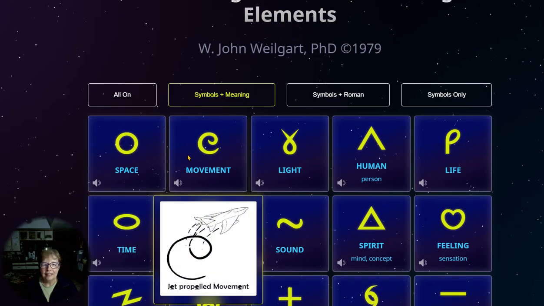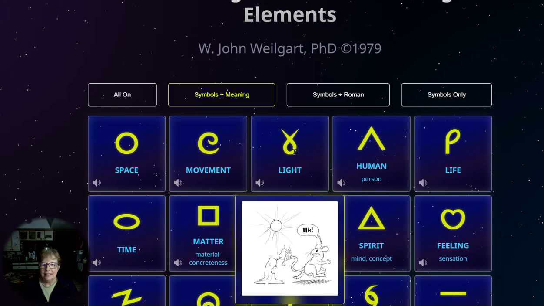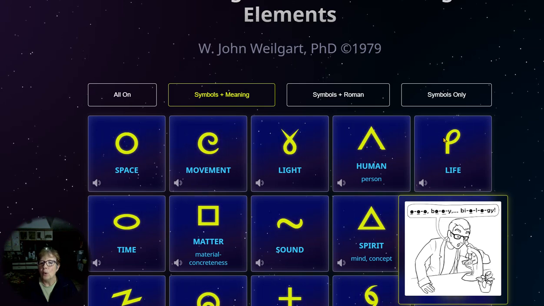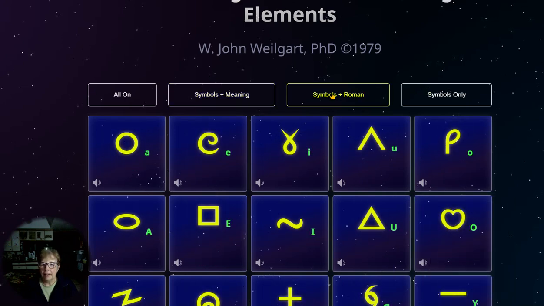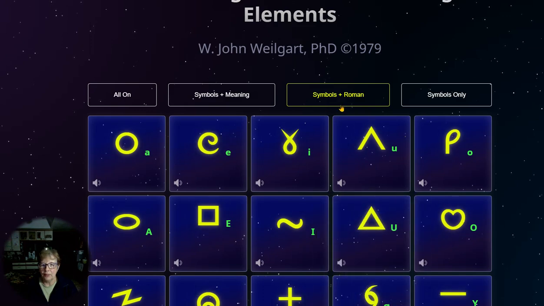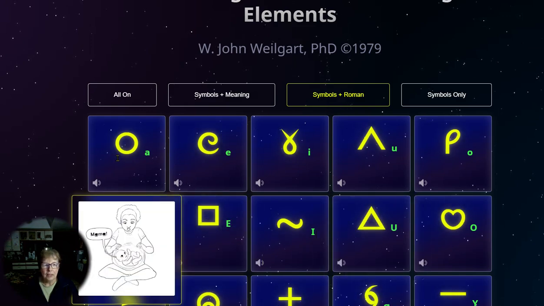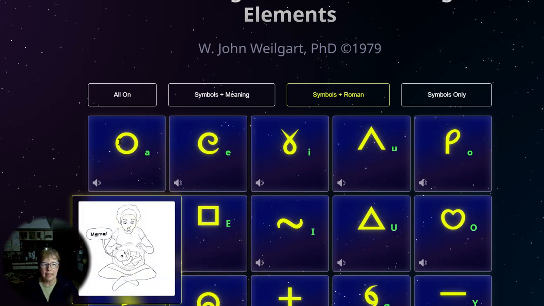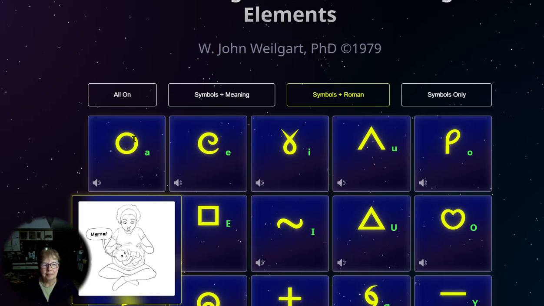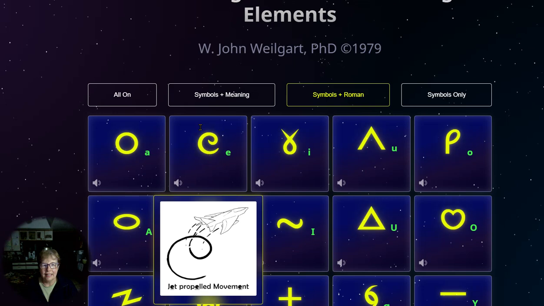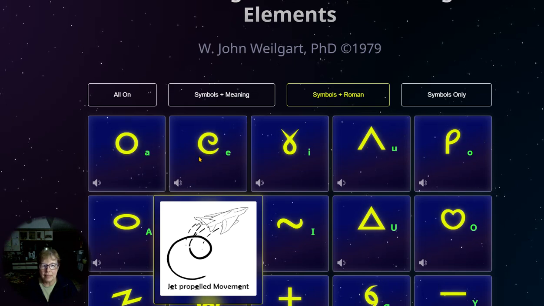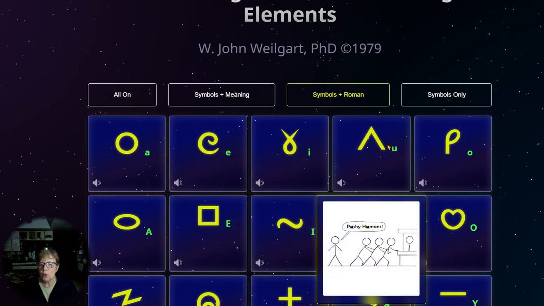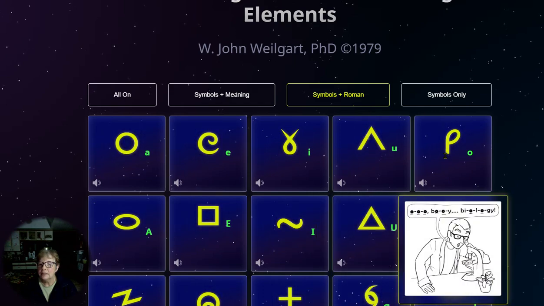A, E, I, U, O. And now we're going to see if we can get the meanings all around us. A, our first habitat, mama. E, jet-propelled movement. I, light. U, human. O, life.